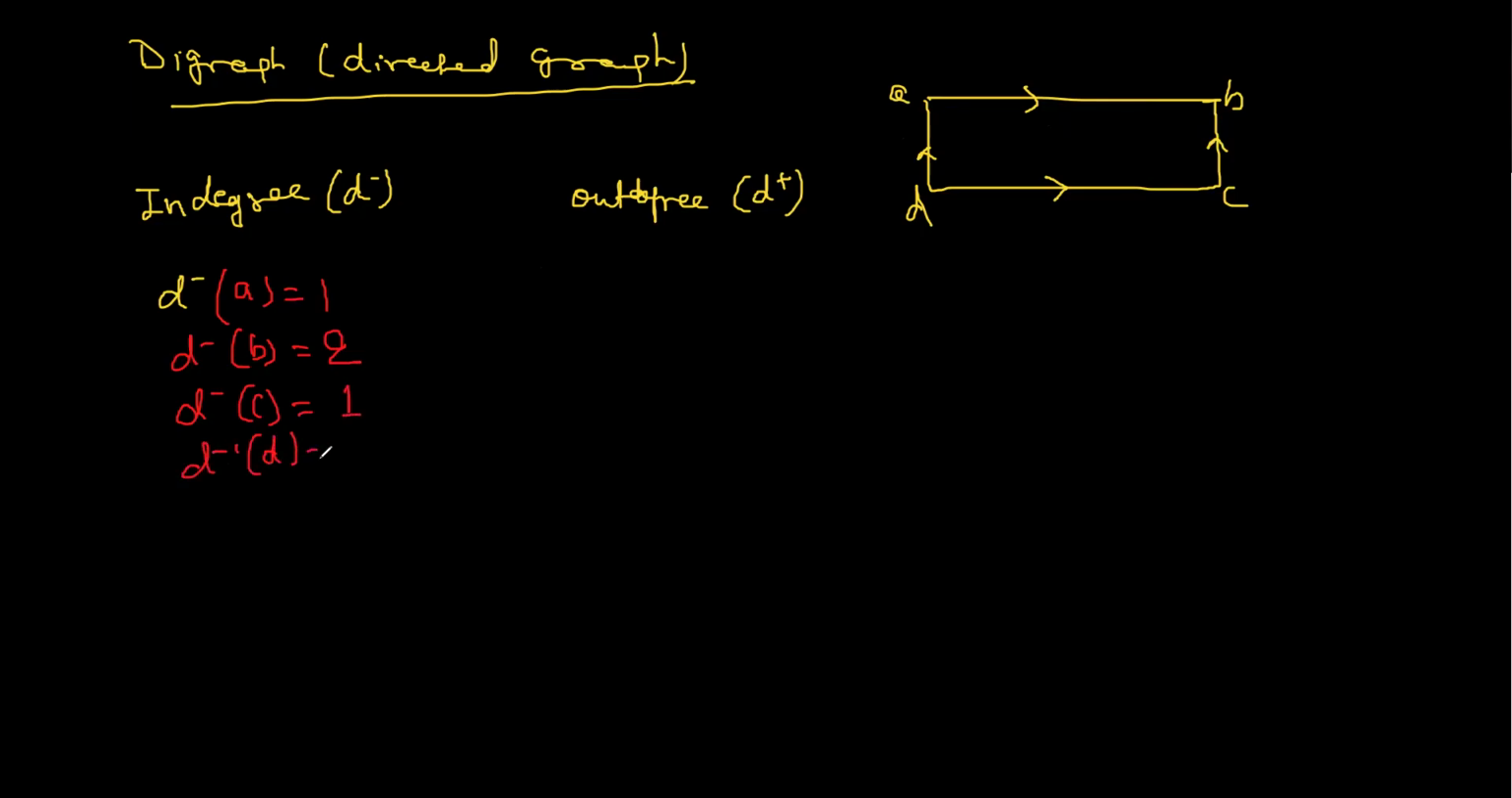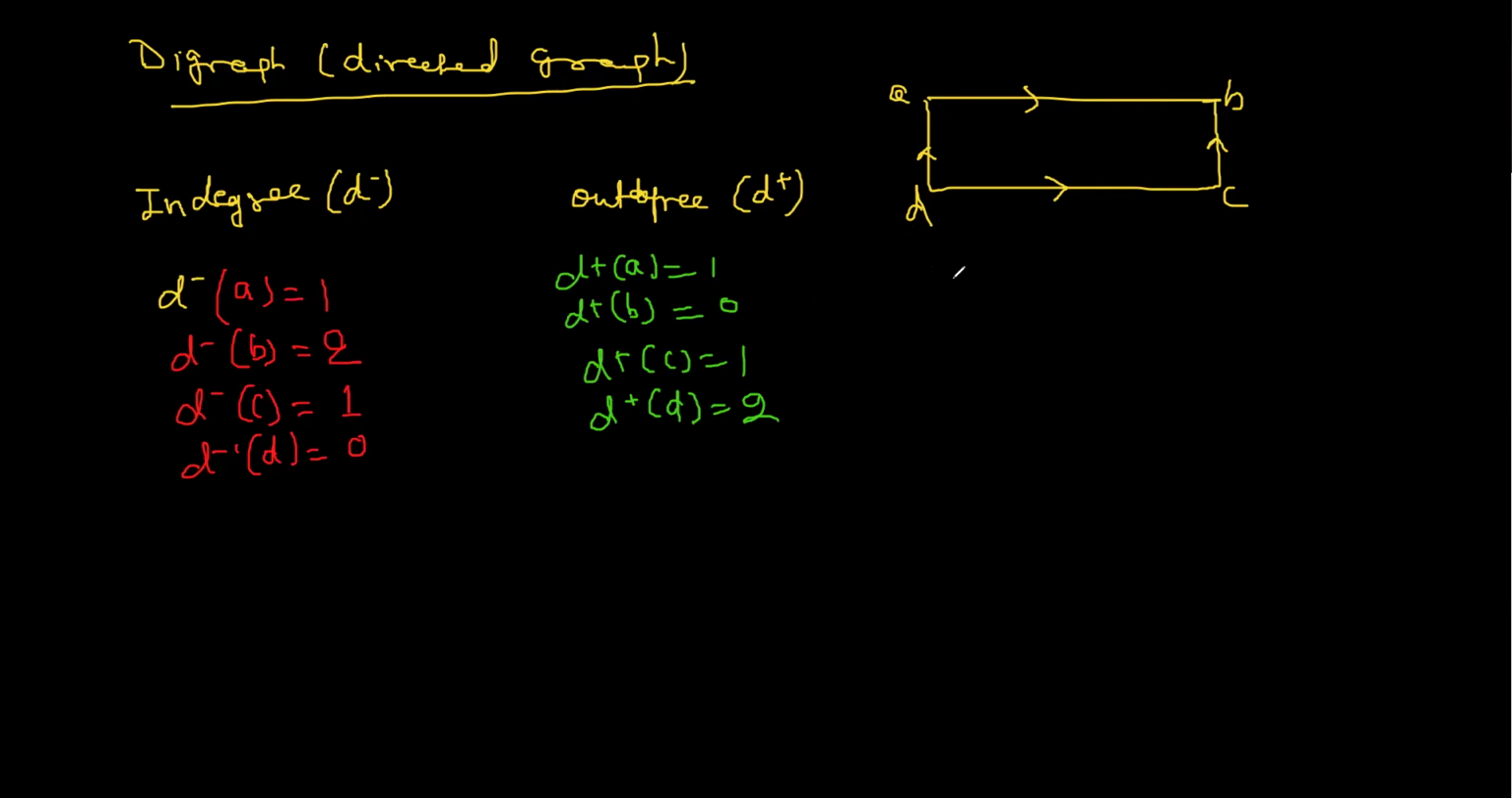What is in degree of D? No, 0. Because, yes, both lines are outgoing. Understood? Now out degree of A, only one. Out degree of B, 0. Out degree of C, out degree of D, 2. Because both lines are going outside.